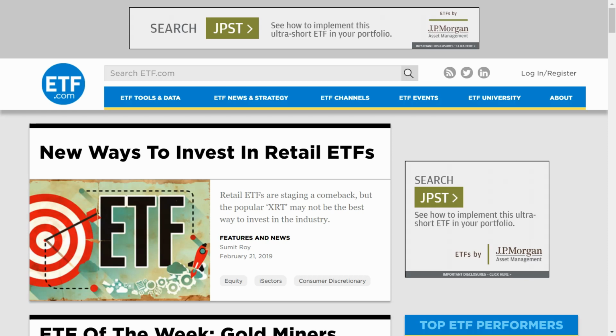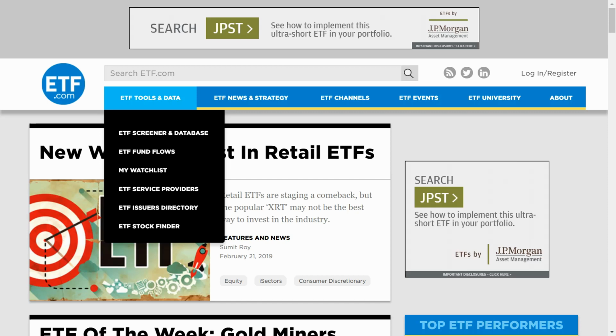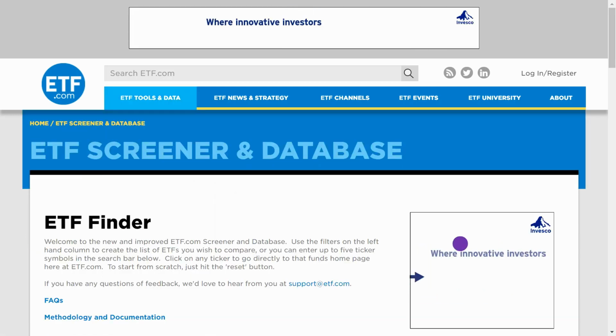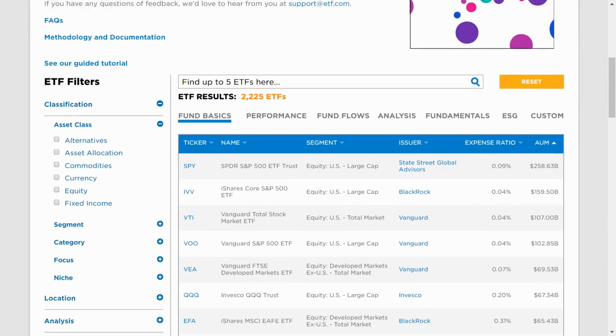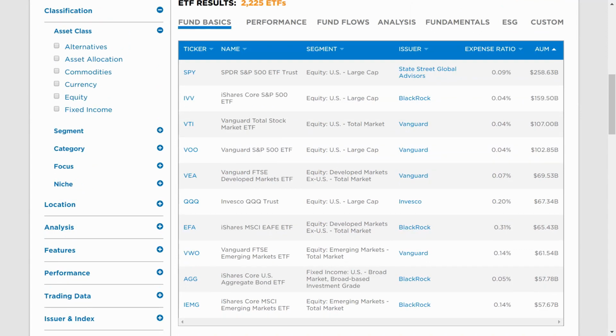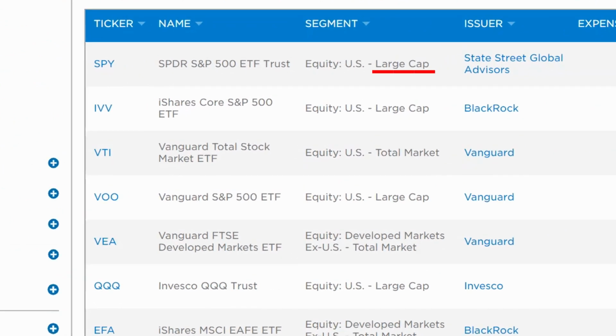Once you've loaded the main page, you can either search for a specific ETF, or you can scroll over ETF tools and data, and then click on ETF Screener and Database. On this page, scroll down, and you'll find a list of the 10 largest ETFs, sorted by assets under management. This shows you a brief overview of each ETF, including the market segment it covers, as well as its expense ratio. As you can see, many of these big ETFs cover large cap stocks, which means that they are comprised of stocks from large companies.